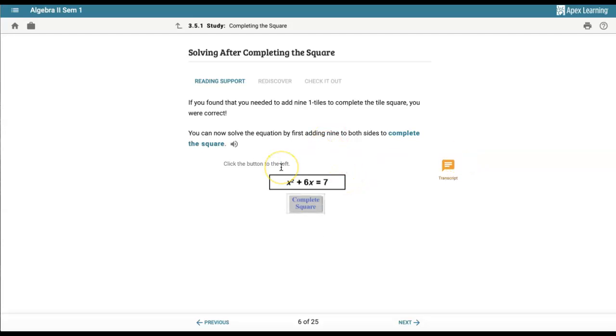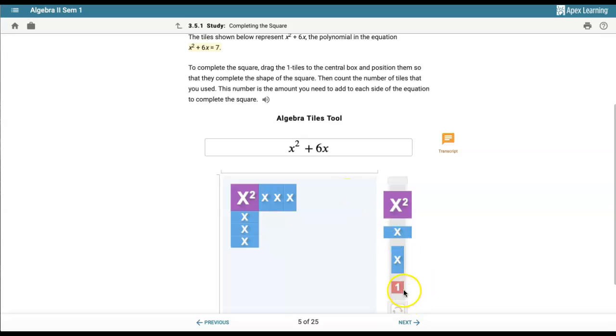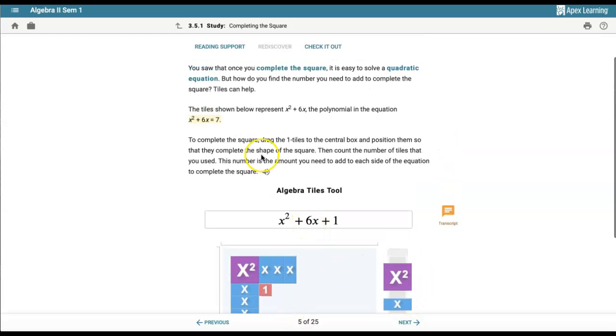So we added 9 to both sides, so now we can complete the square. If I back this up, my original equation here was x squared plus 6x equals 7. And we found out that I have to add 9 of these single tiles in order to fill this and make this a square.